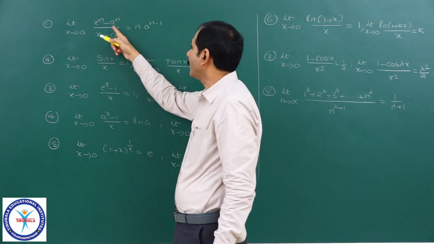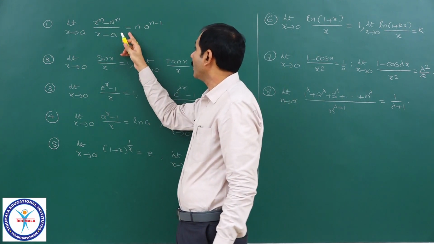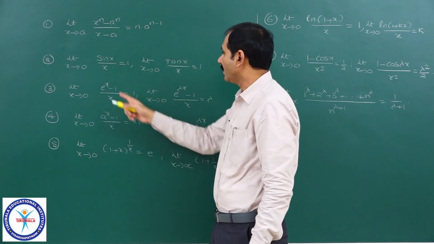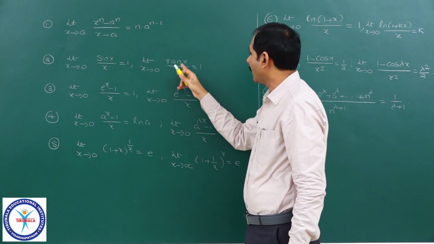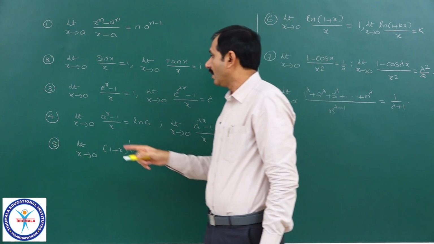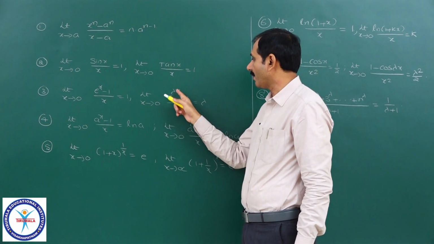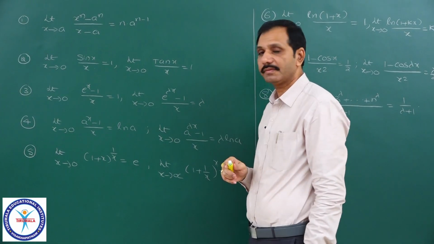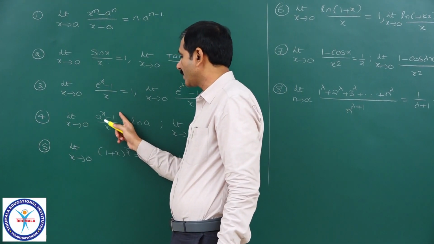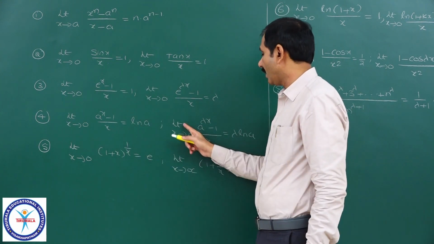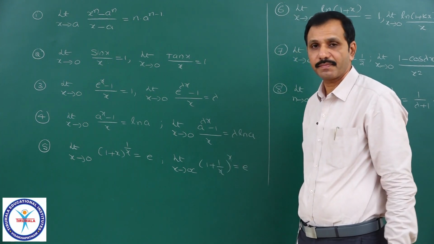Limit x tends to a, (x^n minus a^n) by (x minus a) equal to n into a^(n minus 1). And these are the standard limits. Limit x tends to 0, sin x by x equal to 1 and tan x by x equal to 1. And x tends to 0, (e^x minus 1) by x equal to 1. x tends to 0, (e^(lambda x) minus 1) by x equal to lambda. And of course in place of e, a: limit x tends to 0, (a^x minus 1) by x equal to ln a. And x tends to 0, (a^(lambda x) minus 1) by x equal to lambda into ln a.